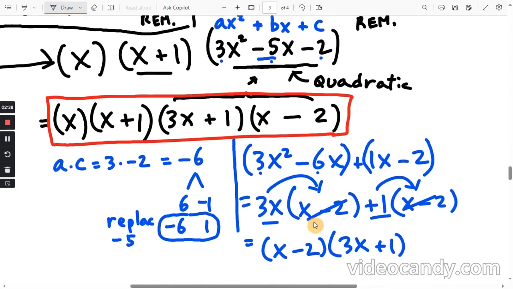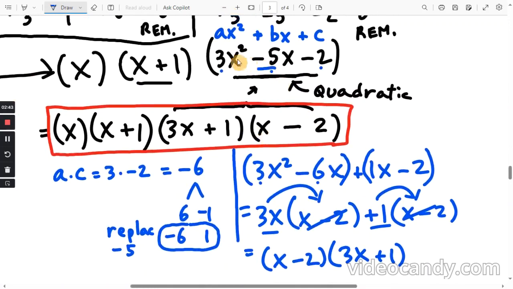So did you have to use factoring by grouping? Some of you might, some of you might not. The way I did it, I knew 3x squared would have to be 3x times x. I knew negative 2 would either have to be 1 times negative 2 or negative 1 times positive 2. So there wasn't much trial and error, and I just went from this to this. Some of you might have to use factoring by grouping for this quadratic right here. But anyhow, this is the final answer.